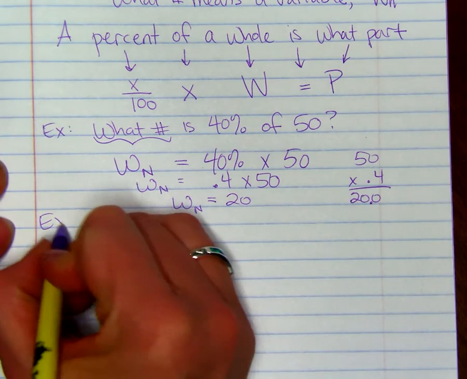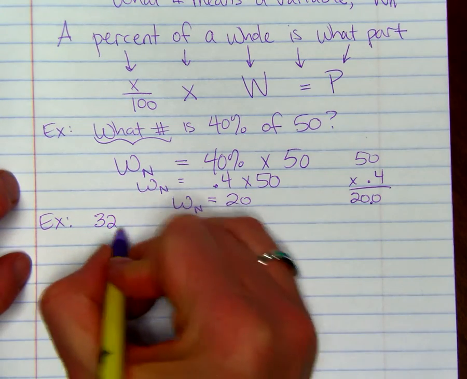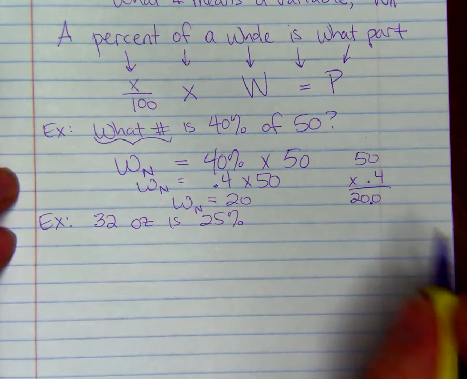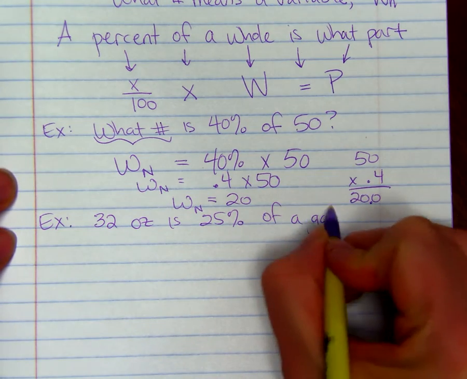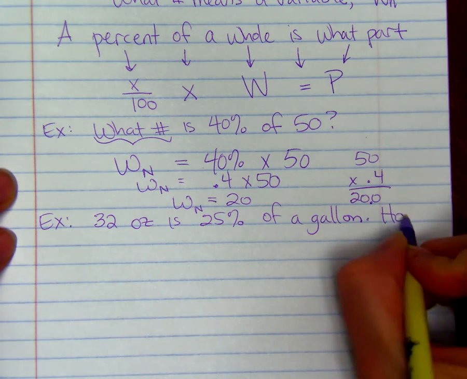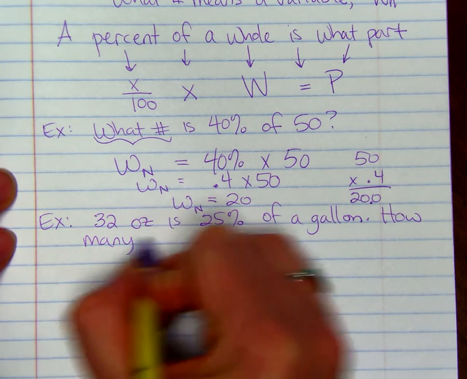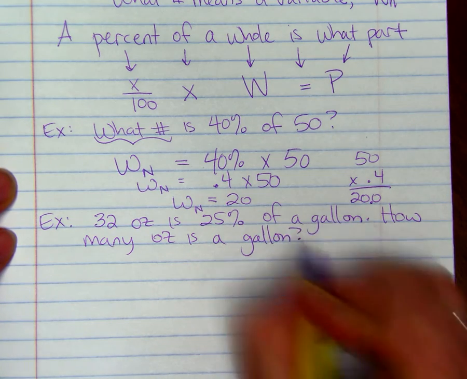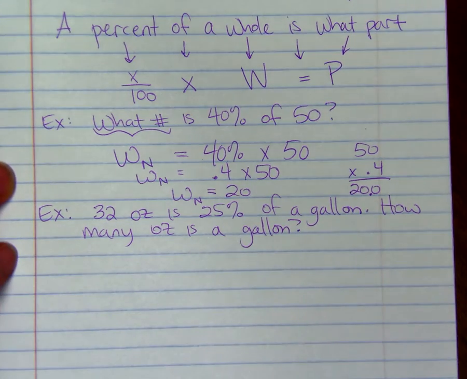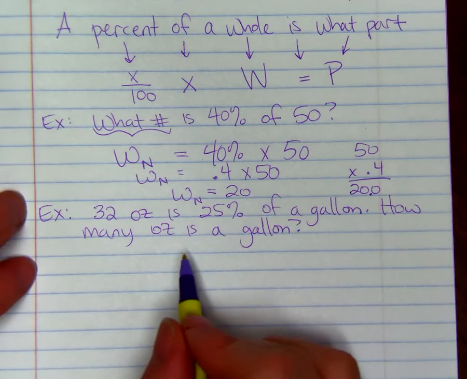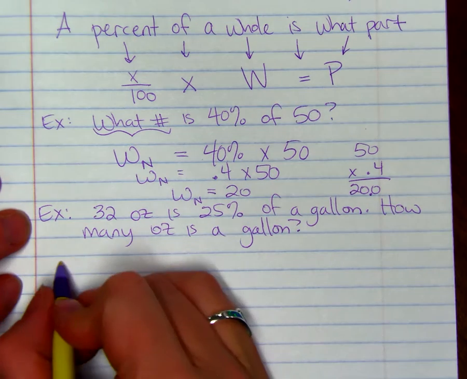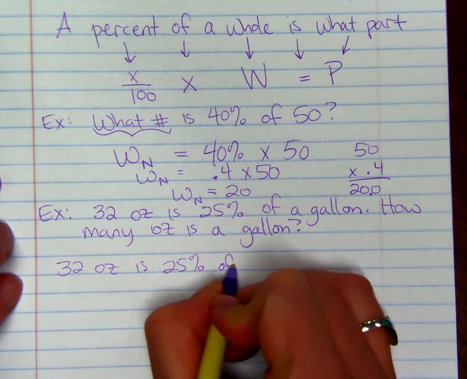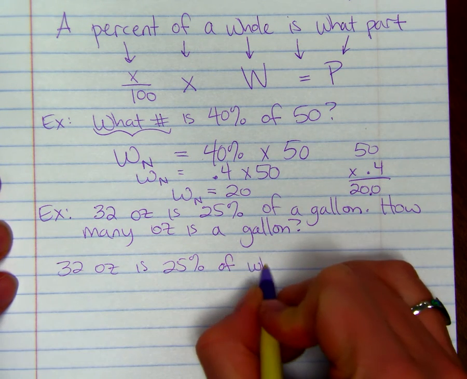Here's one more example. 32 ounces is 25% of a gallon. How many ounces is a gallon? So we could say 32 ounces is 25% of what number?